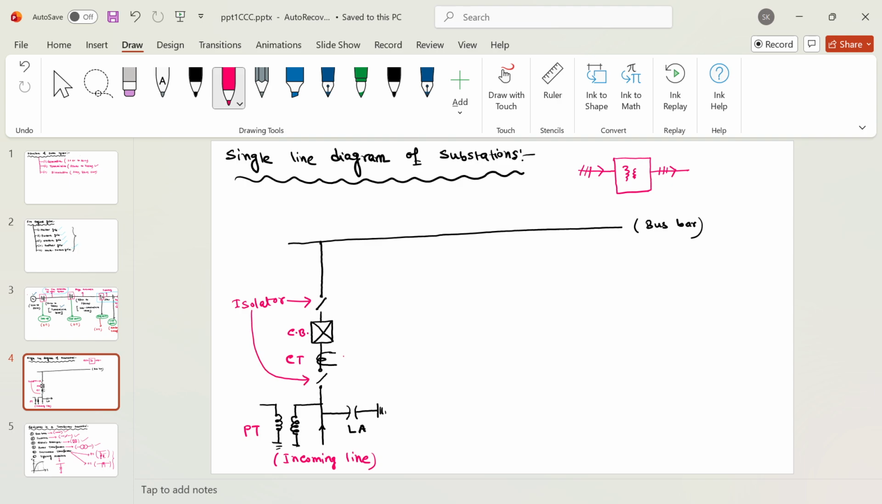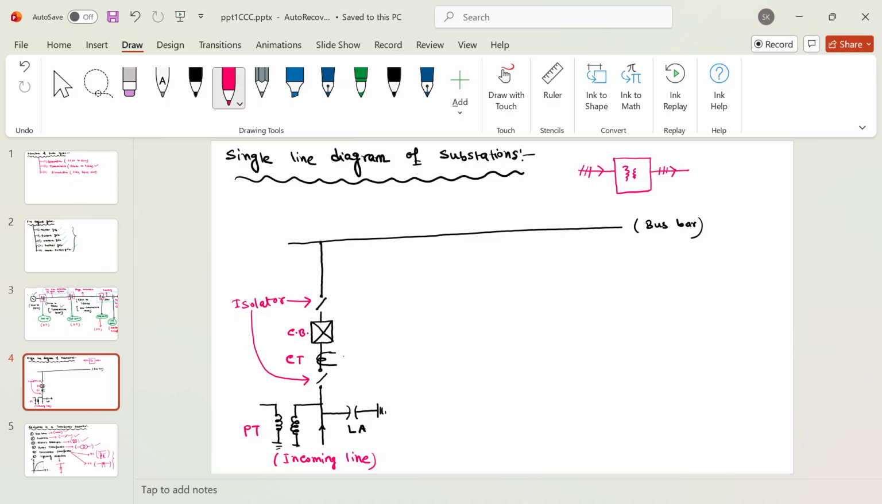This is also an isolator, and the CT and PT output will be given to the relay. Depending on the nature of the voltage and currents, the relay will send the trip signal to the circuit breaker, and the circuit breaker will trip.